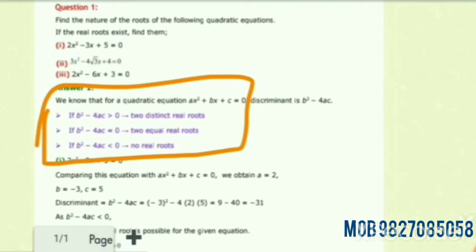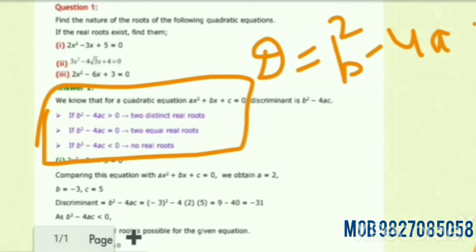Okay, so firstly I want to tell you the discriminant. The formula of discriminant, D for discriminant, is equal to b square minus 4ac. Okay, and you know a, b, c are obtained by comparing with the values of the given equation. Now question number 1, 2x square minus 3x plus 5.